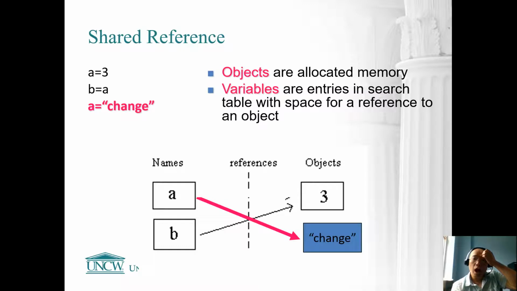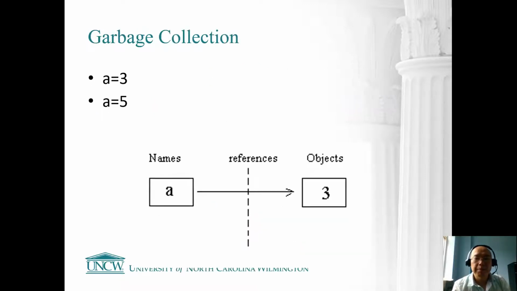Okay, so objects are the allocated memory. So both 3 and the string change stay in the memory. And then for the variables, they are the entries. When we are using the variable name A or B, Python will find those names and then follow the reference to get the value behind the scene.